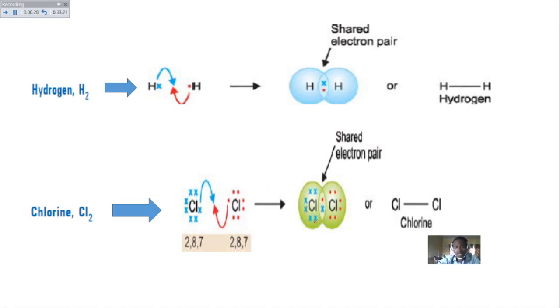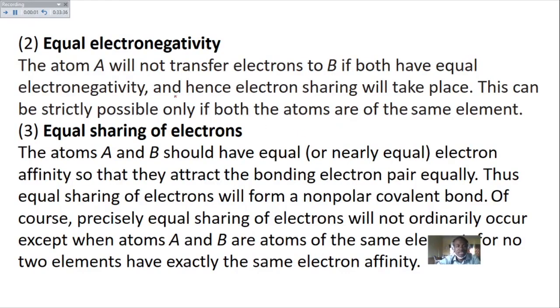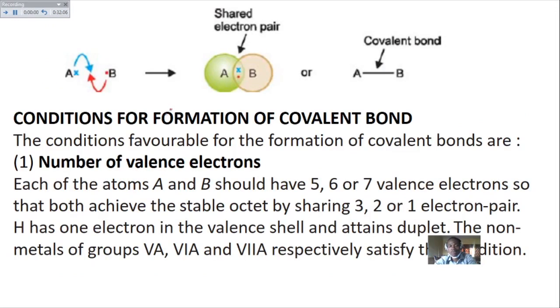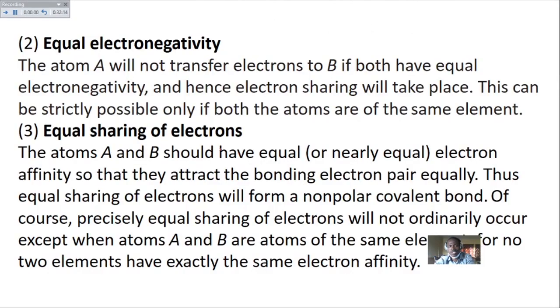Now, when they share, this one becomes 1, 2, 3, 4, 5, 6, 7, 8. Then this one becomes 1, 2, 3, 4, 5, 6, 7, 8, in order to obtain what we call octet electronic configuration. Now, another one we talk about is equal electronegativity. You know, we are talking about the conditions. I've told you the first condition is that they have to share the atom between them, when I talk about the number of valence electrons able to share. And aside from the number of valence electrons able to share, I'm talking now about equal electronegativity.